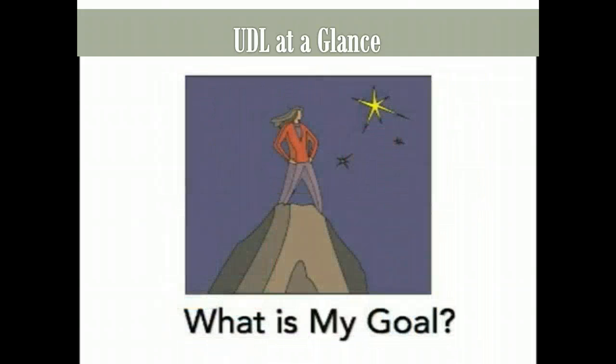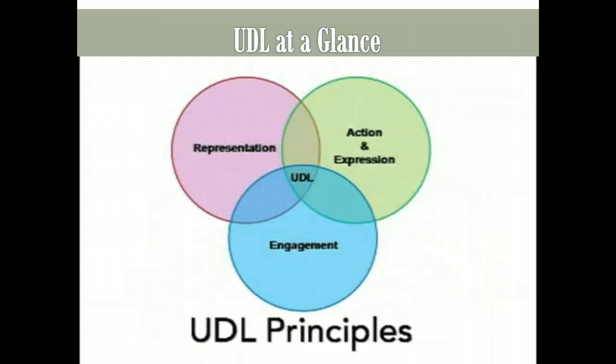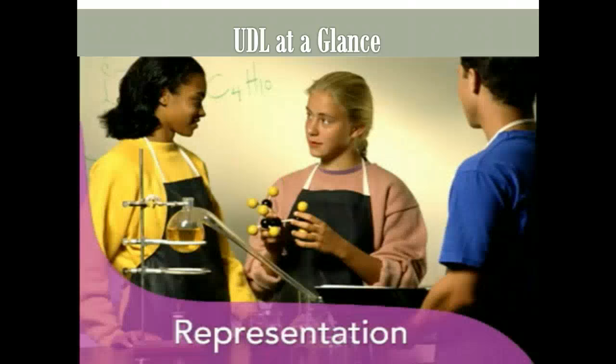First, ask yourself, what is my goal? What do I want my students to know, do, and care about? Then ask, what barriers in the classroom might interfere with my diverse students reaching these goals? To eliminate the barriers, use the 3 UDL principles to create flexible paths to learning so that each student can progress. Number 1, provide multiple means of representation. Present content and information in multiple media and provide varied supports.